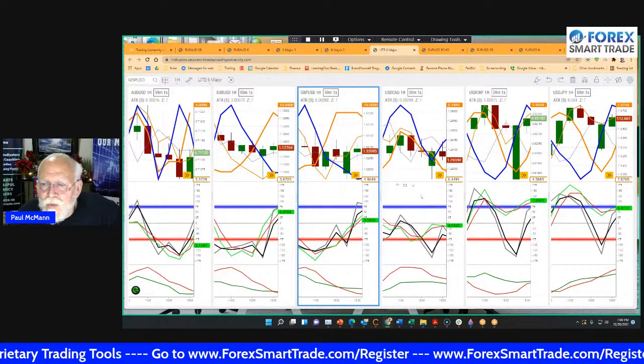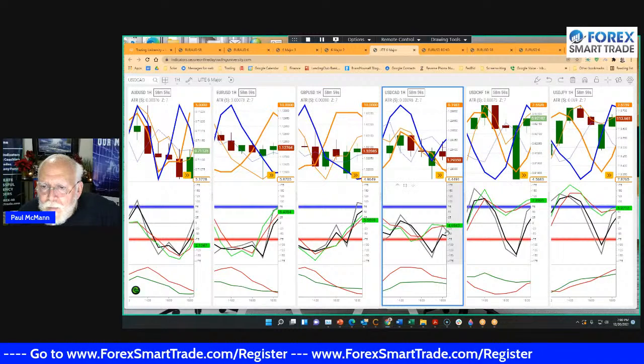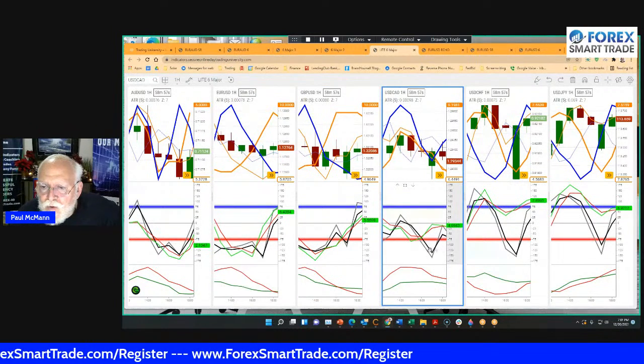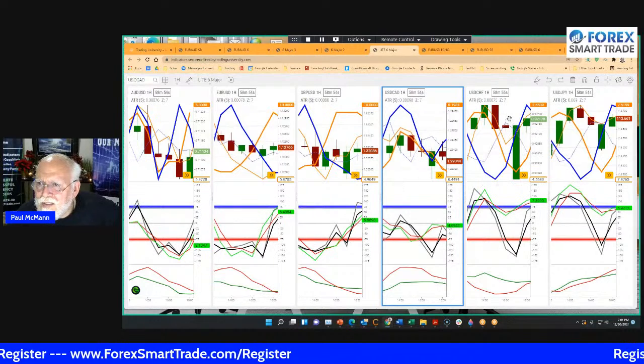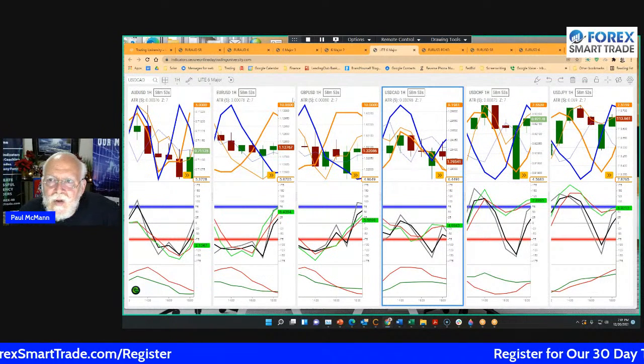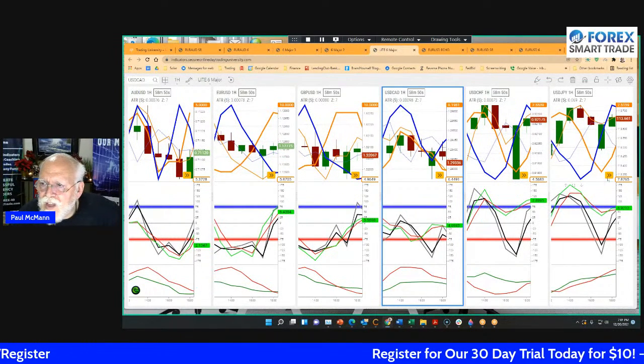0.1 is within 1 of 0, but my lines are in the channel. They're not oversold. I need them to be oversold. 2 isn't close enough. 2 isn't close enough. So there was nothing here.